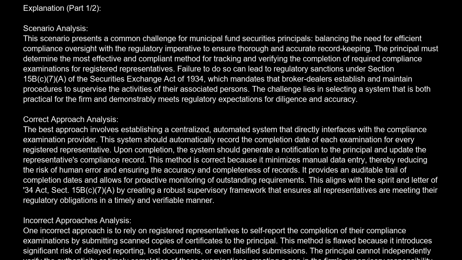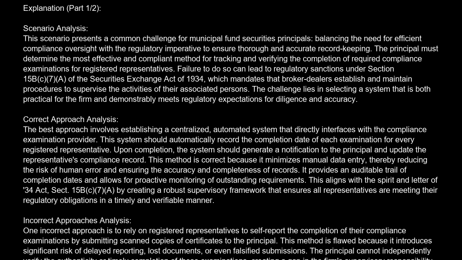One incorrect approach is to rely on registered representatives to self-report the completion of their compliance examinations by submitting scanned copies of certificates to the principal. This method is flawed because it introduces significant risk of delayed reporting, lost documents, or even falsified submissions. The principal cannot independently verify the authenticity or timely completion of these examinations, creating a gap in the firm's supervisory responsibility and potentially violating the record-keeping requirements under the 34 Act.